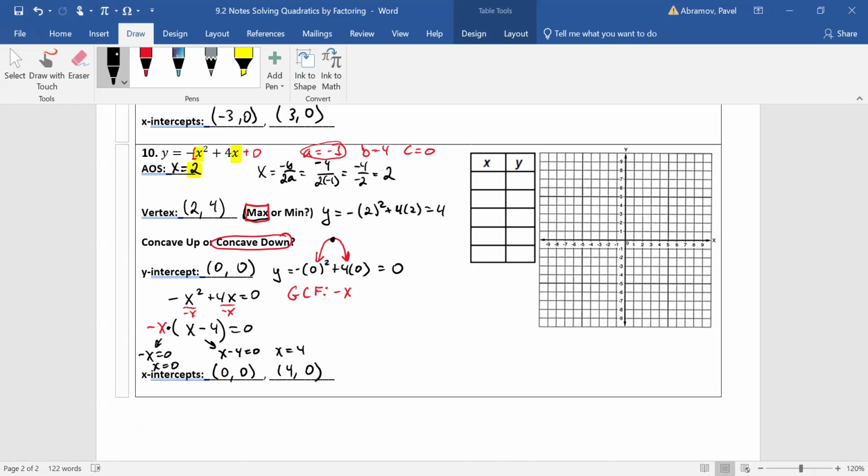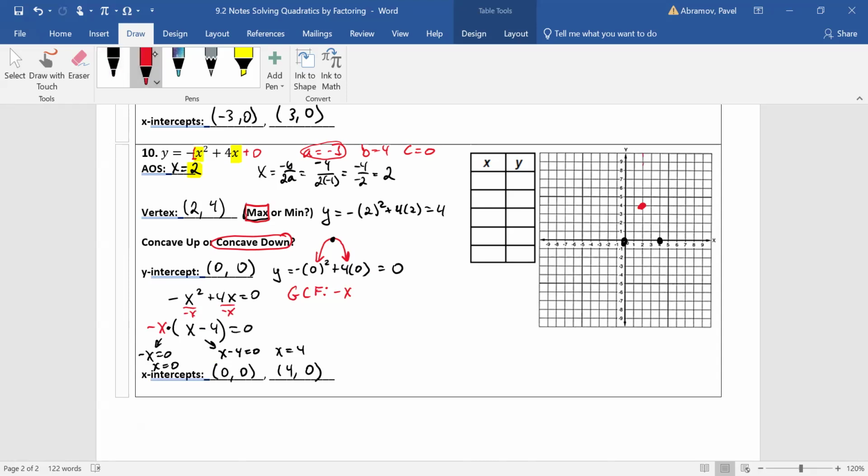Okay, so let's see what that produces. Our vertex is 2, 4. So 2 and 4. Then our y-intercept is 0, 0, which also happens to be the x-intercept. And then we also have the intercept of 4, 0.